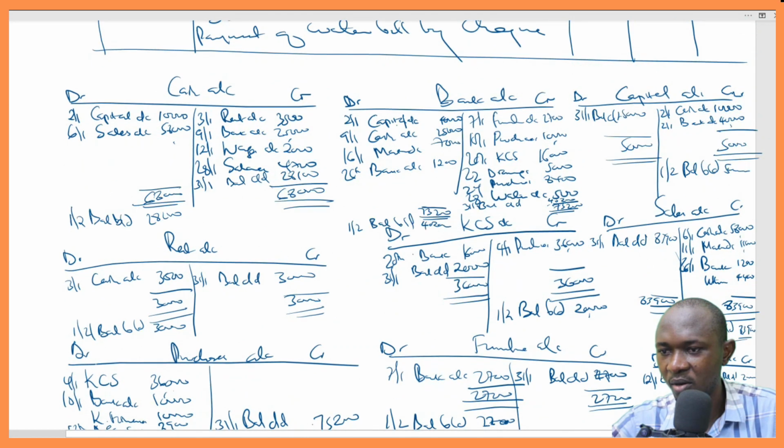15 marks for the ledgers, 10 marks for the journal entry.